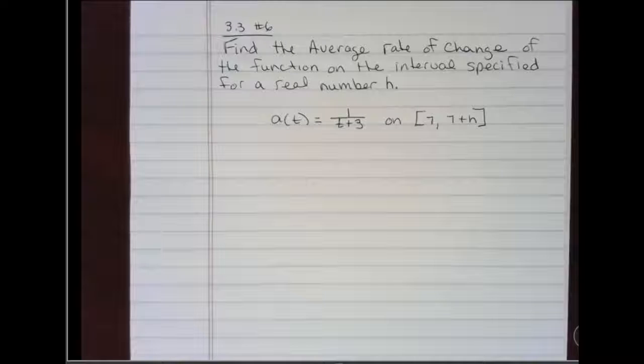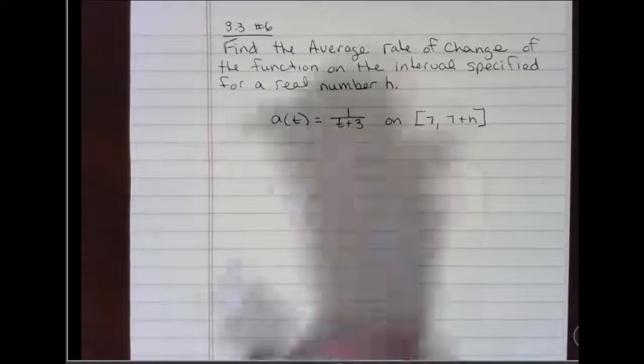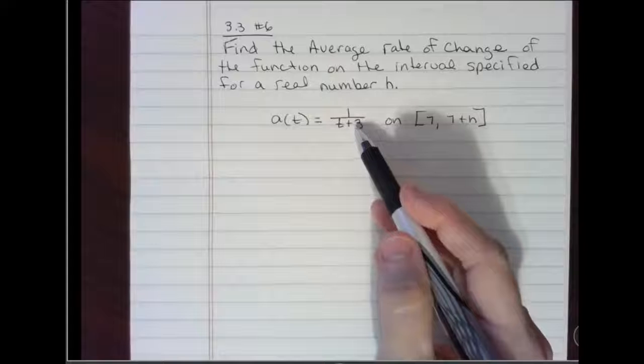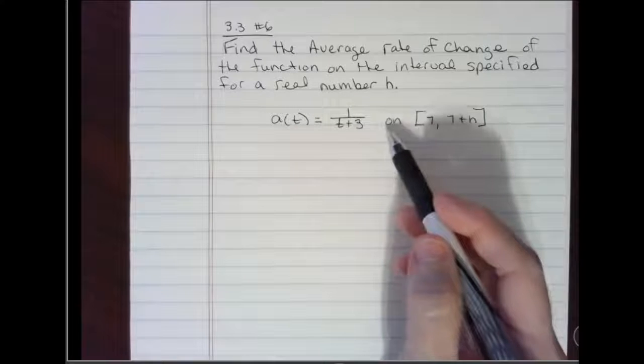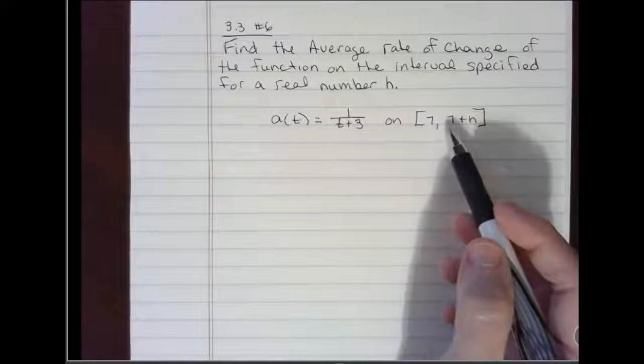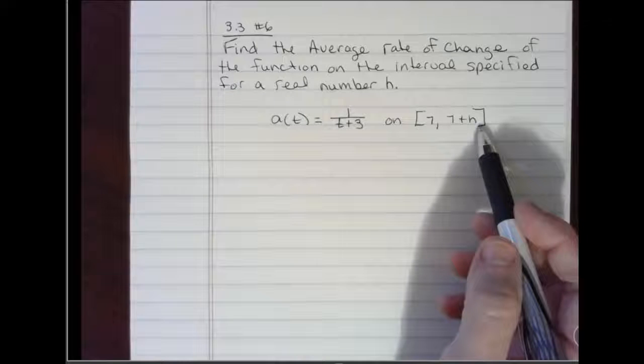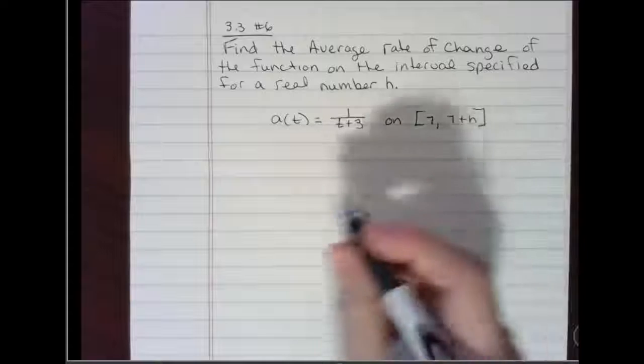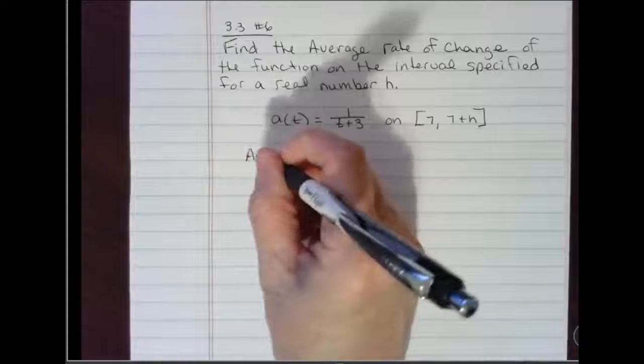Alright, we're asked to find the average rate of change of the function on the interval specified for a real number h. So we're given a of t equals 1 over t plus 3 on the interval of 7 to 7 plus h, where h is a real number. So we need to remember what it means to find an average rate of change.